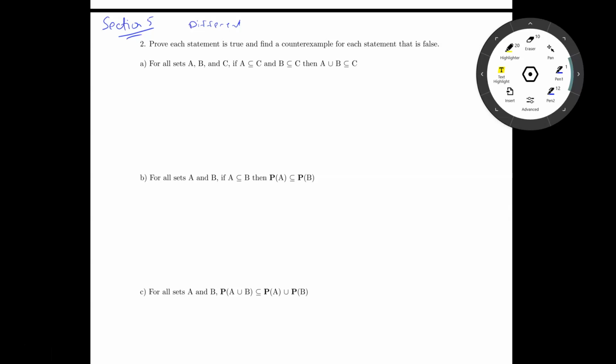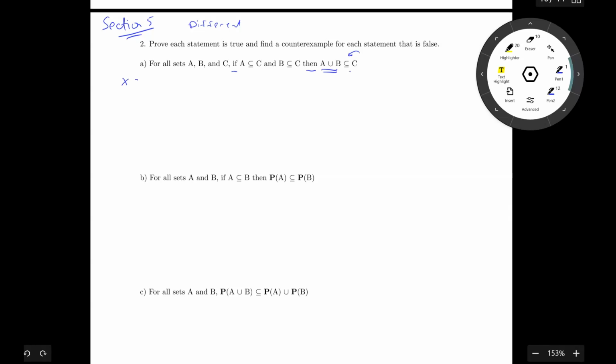So let me walk through. If you have an if, then, and it has a subset, and I'm trying to prove it's true, or find a counterexample that it's false, I start to just think about it. If A is a subset of C and B is a subset of C, then A or B is going to be a subset of C. That makes me think it's going to be true because A and B are contained in C, so the union will be contained in C. Okay, so you always want to start here.